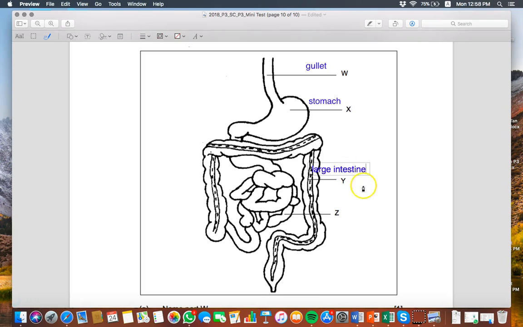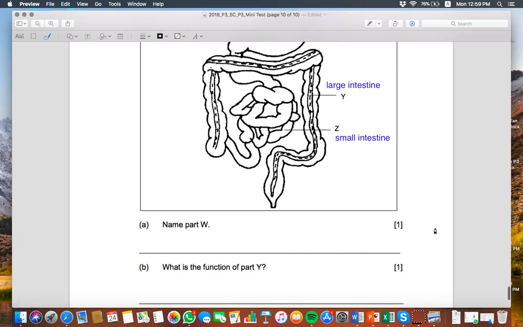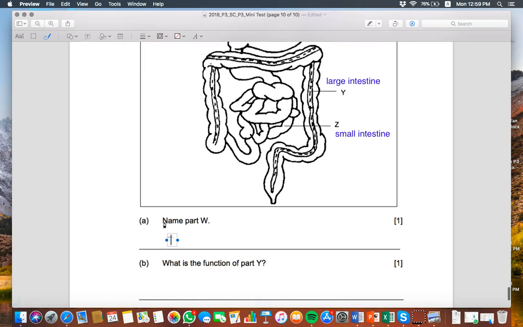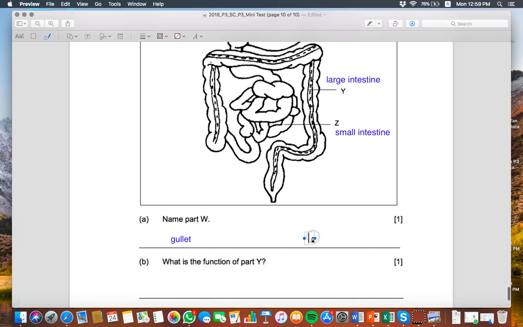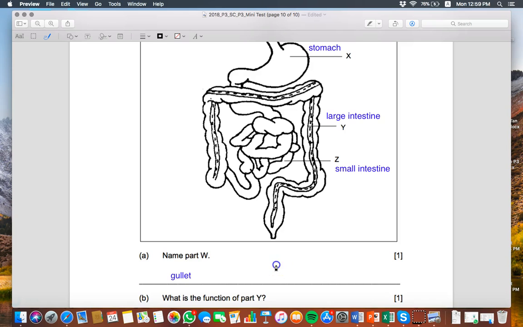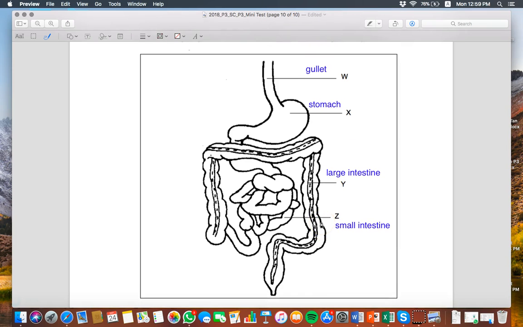How do you differentiate large and small intestine? The width, how wide the tubes are. So this is your large intestine, and the large intestine is usually connected to your anus. And Z would be your small intestine. Where does digestion end? Digestion ends in the small intestine. Where does digestion start? Digestion starts in the mouth. So what is part W? Part W, we have already identified as gullet. Spelling must be correct. Teacher, please pause if they want to copy down.